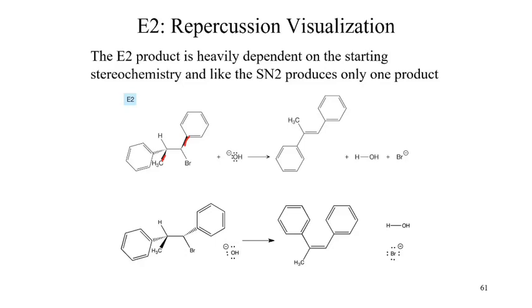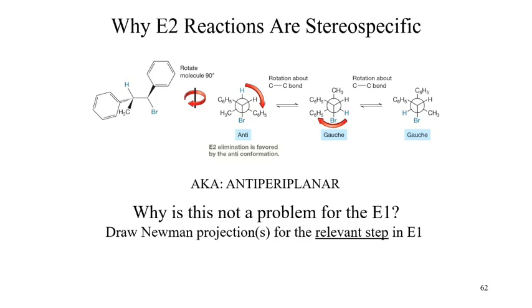We have to have that anti-periplanar alignment. The E2 will only get you one product, and it's the stereochemistry of that starting material that's going to dictate which product you get. This usually relies on needing to go into the Newman projections so that you could see these, so that you could do those individual eliminations. There's only one Newman projection that is going to allow the elimination, and that's that anti-alignment.